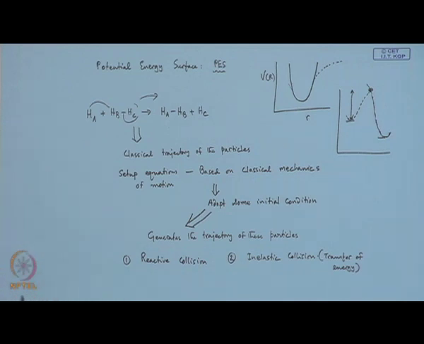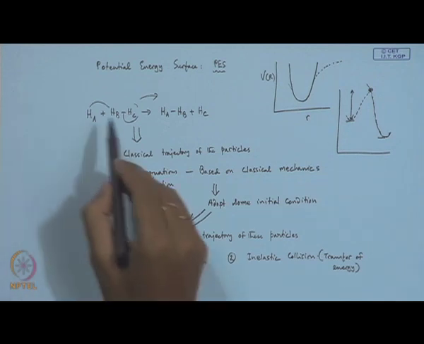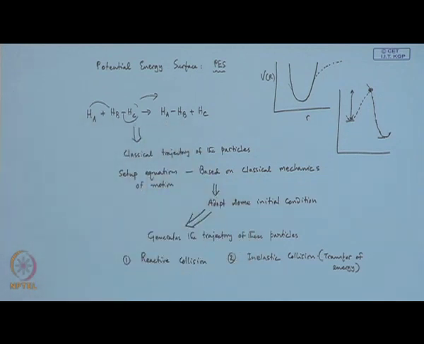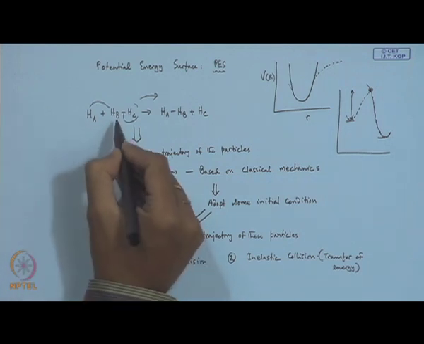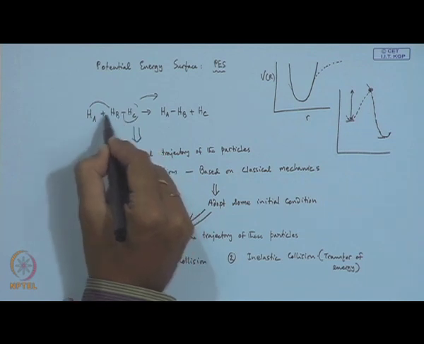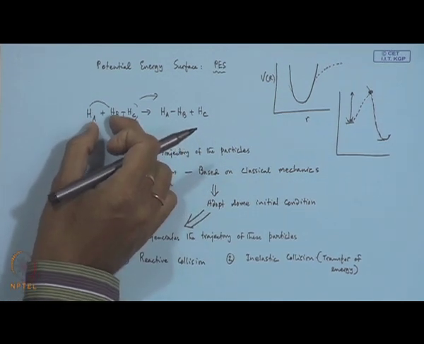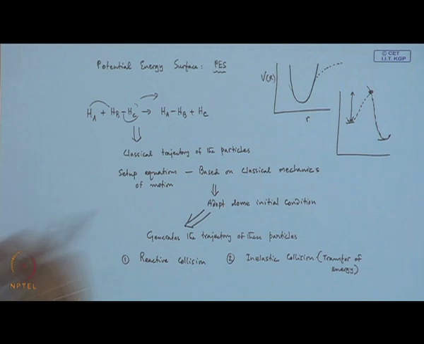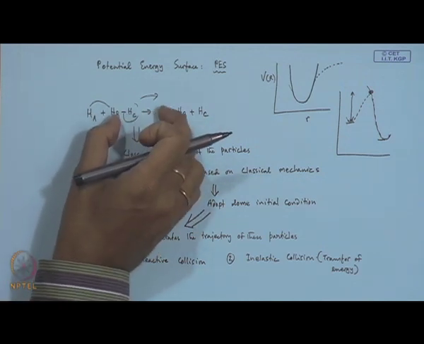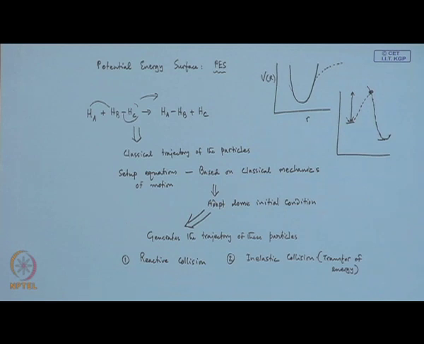So, classically you have to solve the equation of motion, which means we have to set up equations of motion for individual particles based on classical mechanics. We have to adopt some initial condition. Initial condition could be that initially they were at this bonded distance, and this distance was larger, then gradually we will reduce the distance so that this bond is formed, maybe it is increasing. So we generate trajectories of particles.